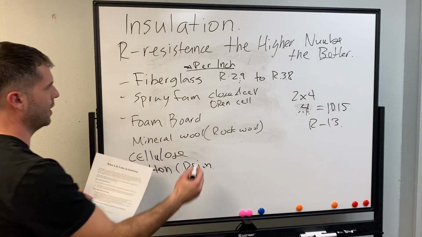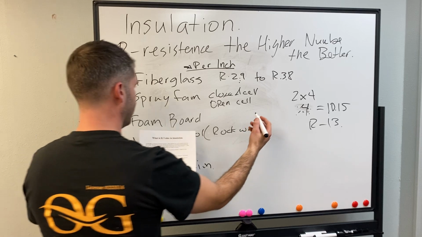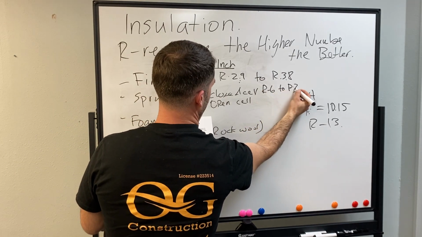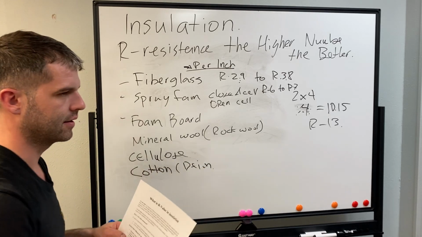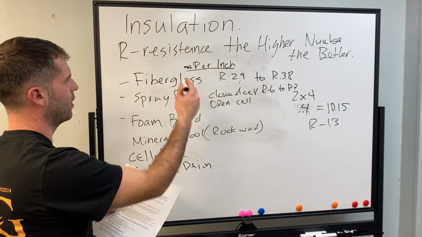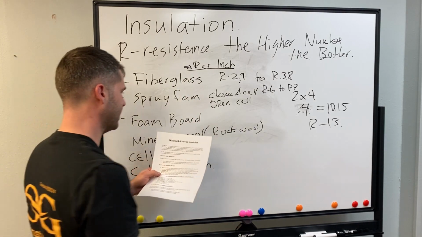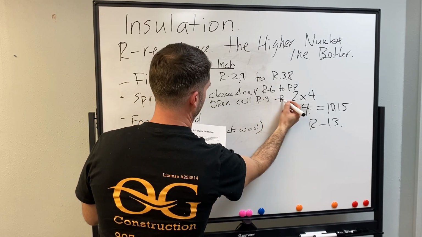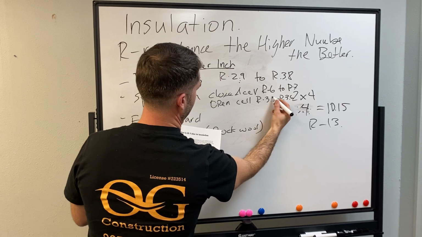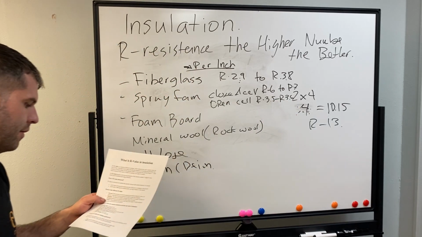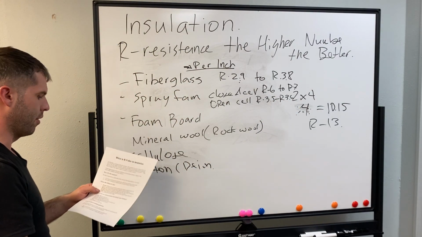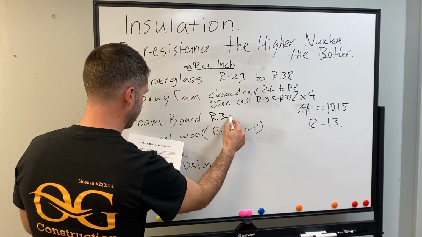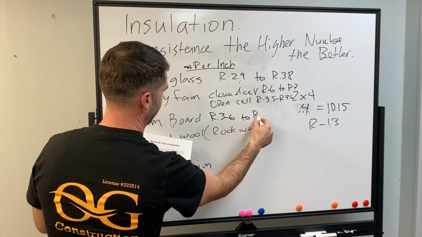For spray foam, for the closed one, the closed cell is R6 to R7, right? For every inch you get 6. It's twice as good as fiberglass. For open cell, it drops down to R3.5 to R3.6. So it's not much of a big difference. Then the foam board, for every inch you get R3.6 to R4.